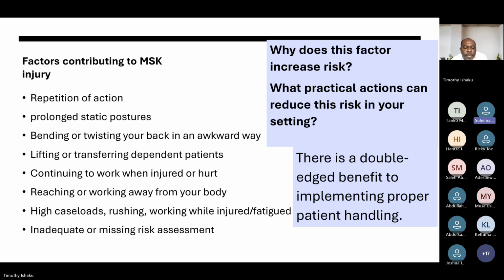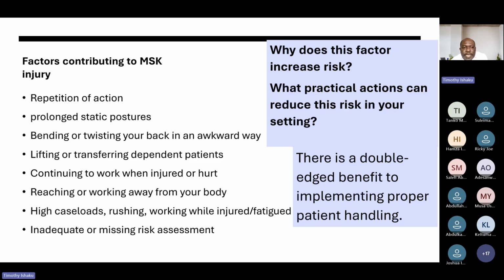Can I talk? Yes, you can talk, Mr. Chima. Yes, I think based on my experience, this bending or twisting back in an awkward way should be the number one factor that is leading to MSK injury. Okay, well, Mr. Suleiman is the one talking.